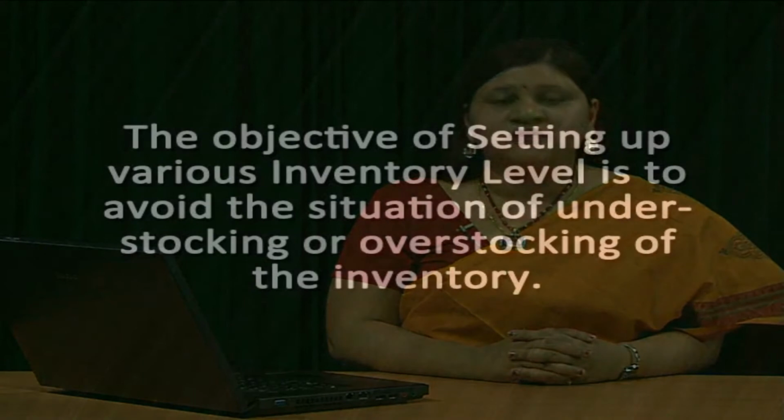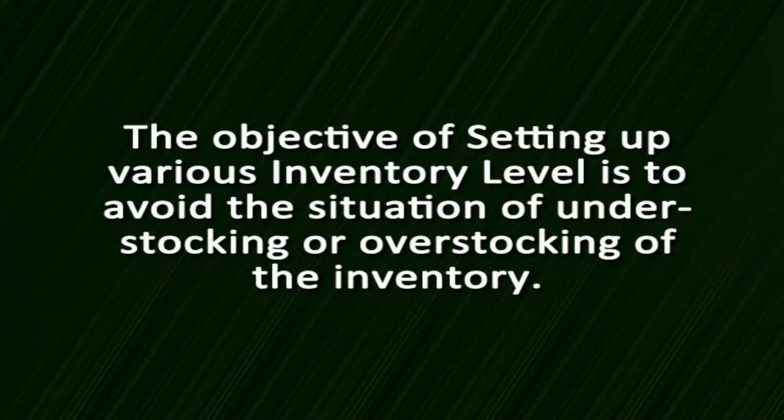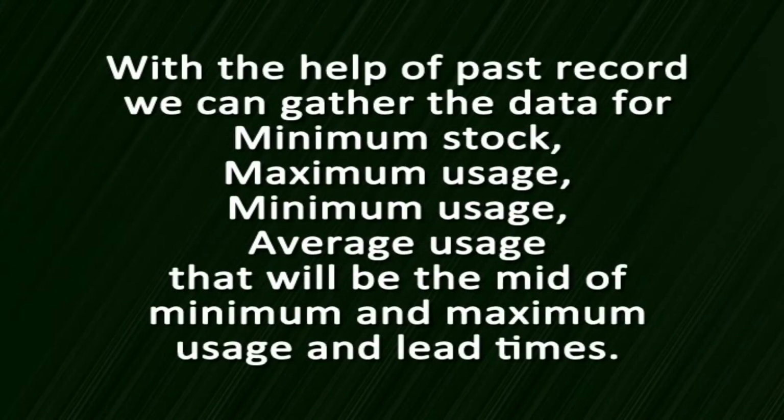Now students, we will learn another technique of inventory control, and this is known as setting up of various inventory levels. The objective of setting up various inventory levels is to avoid the situation of understocking or overstocking of the inventory. With the help of past record, we can gather the data for minimum stock, maximum usage, minimum usage, average usage, that will be the mid of minimum and maximum usage, and lead times. Now students, let's learn one by one each of these stock levels.